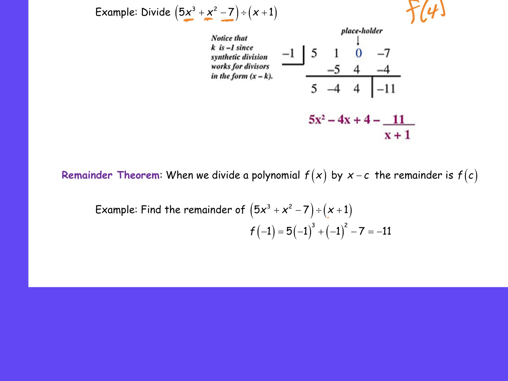Okay? So the example we have here is 5x squared plus x squared minus 7 divided by x plus 1. So I'm going to find f of negative 1, right? Solve for x, so x is negative 1. I plug it in. My remainder is negative 11. Not a factor. So x plus 1 is not a factor of that polynomial. It's only a factor if it's 0.